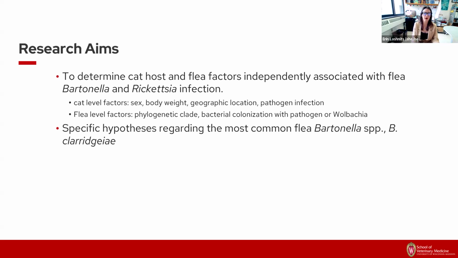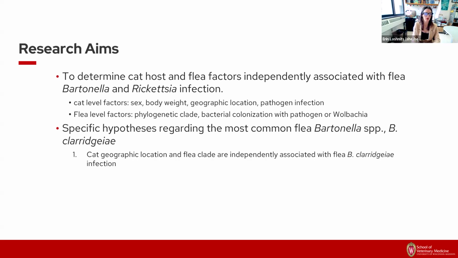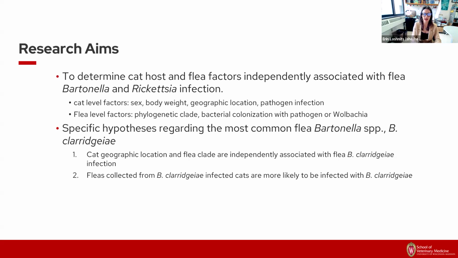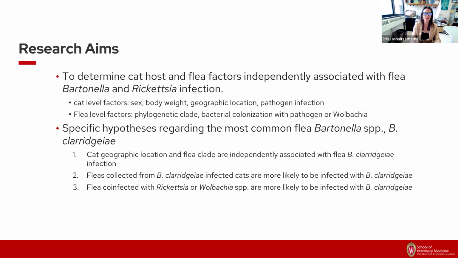We had some specific hypotheses on the most common flea Bartonella we expected to find, and that it would be Bartonella clarridgeiae, since that's been most commonly found in fleas previously. We also thought that cat geographic location and flea clade would be independently associated with Bartonella clarridgeiae infection of fleas. And then finally, that fleas collected from cats infected with Bartonella clarridgeiae would be more likely to be infected with Bartonella clarridgeiae. This would make sense. Thirdly, we hypothesized that fleas co-infected with either Rickettsia or Wolbachia would be more likely to be infected with Bartonella clarridgeiae.